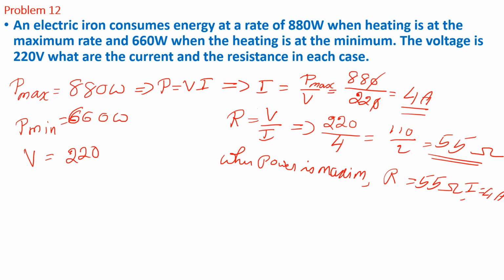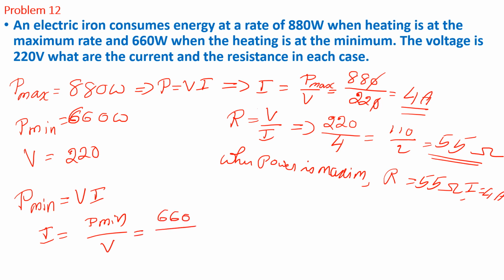Next, we have to consider the power at minimum. So when power is minimum, P minimum is equal to V into I, or I can write I is equal to P minimum divided by V, which is 660 divided by V. What is the value of V? It is already given, that is 220. So the 2 gets cancelled, 22 ones are 22, 22 threes are 66. So it is equal to 3 amps. I will be 3 amps.